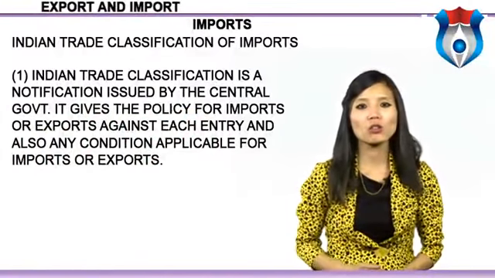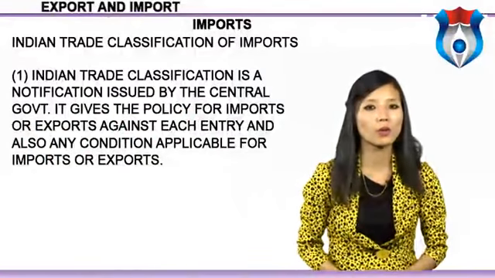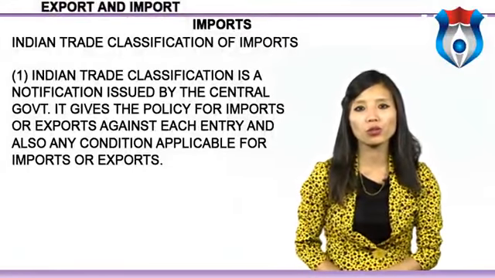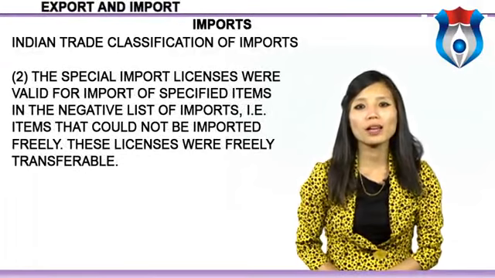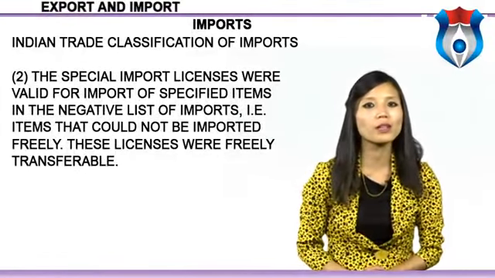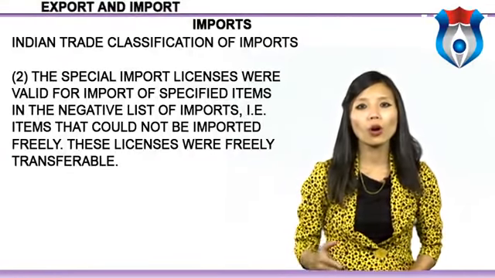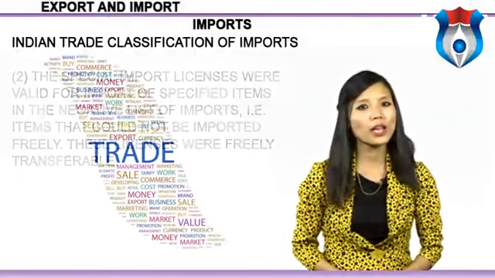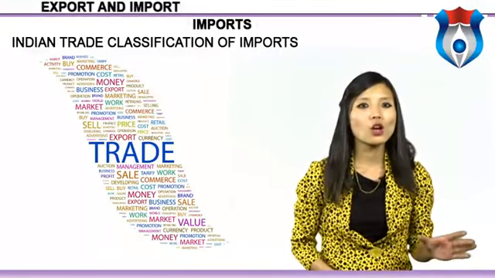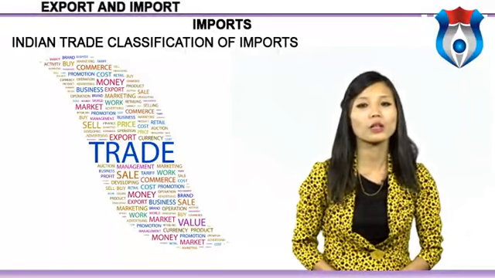Indian trade classification is a notification issued by the central government. It gives a policy for imports or exports against each entry and also any condition applicable for imports or exports. The special import licenses were valid for import of specified items in the negative list of imports, that is, items that could not be imported freely. These licenses were freely transferable. So the exporters who earned these licenses could earn a premium by selling the licenses to those who wanted to import the items that could not be otherwise imported without a license.